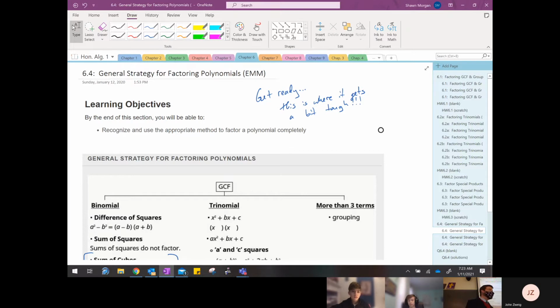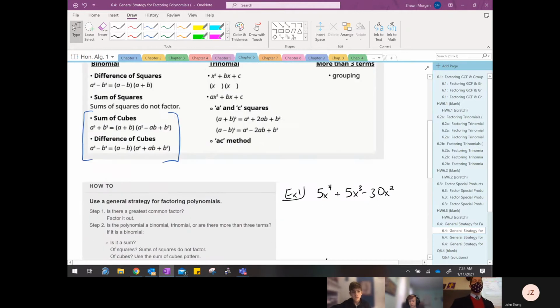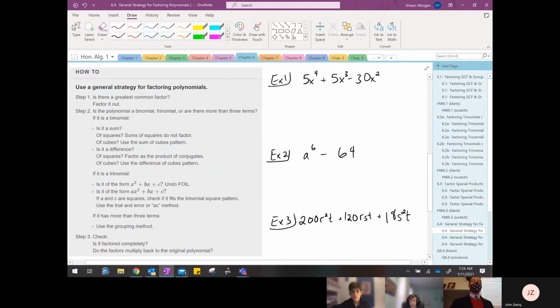Okay. The section right here, we're not going to learn anything brand spanking new, but we're going to put into play all of the factoring techniques that we've been going through up to this point, like 2 or 3 factoring techniques in one single problem. All right, so it gets a little bit tricky, but if you look at it as a method, you'll be all right.